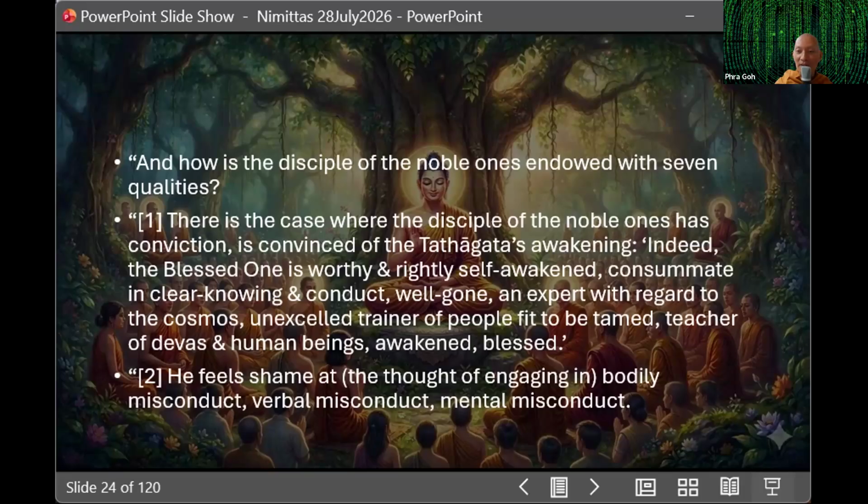So these are the skills involved. There's the case where the disciple of the noble ones has conviction. So conviction here means the faith is convinced of the Buddha's and the Tathagata's awakening. Indeed, the Blessed One is worthy and rightly self-awakened, consummate in clear knowing and conduct, well gone, and expert with regard to the cosmos, an excelled trainer of people fit to be tamed, teacher of devas and human beings, awakened, blessed. So this is the first quality.